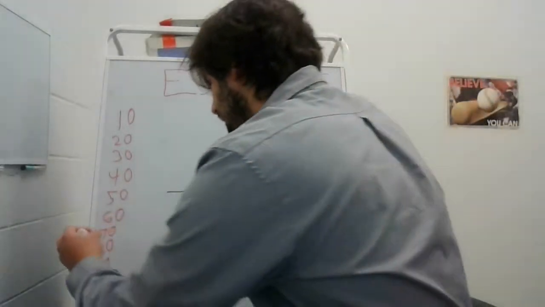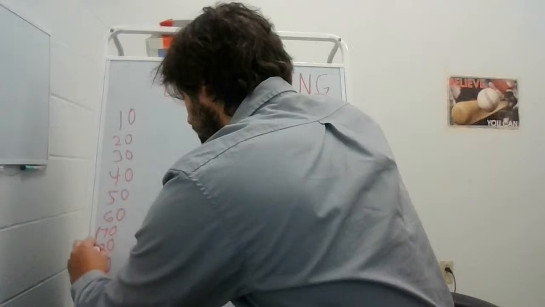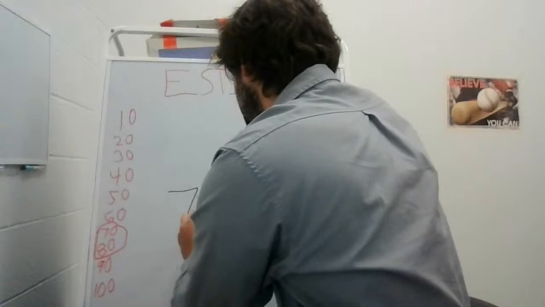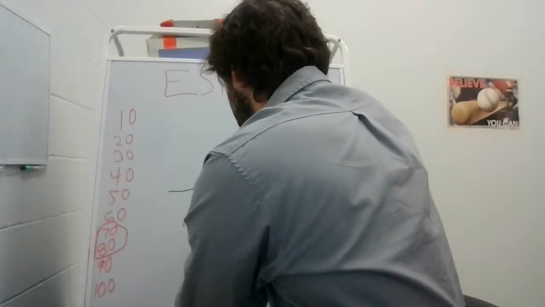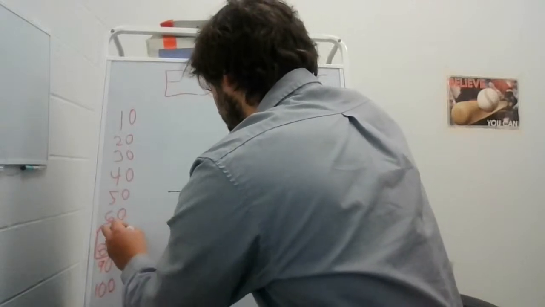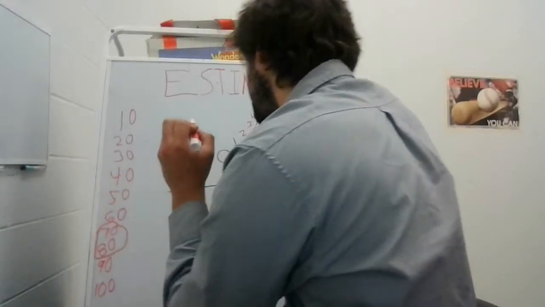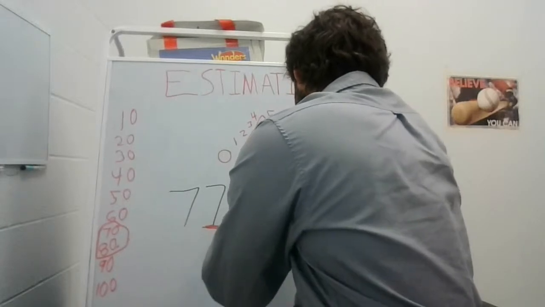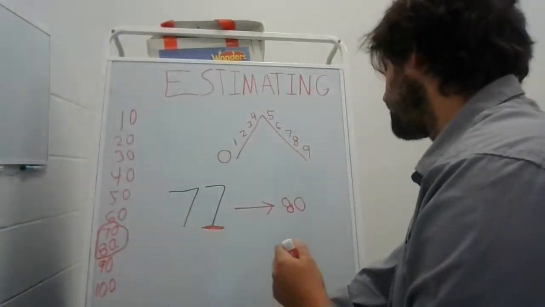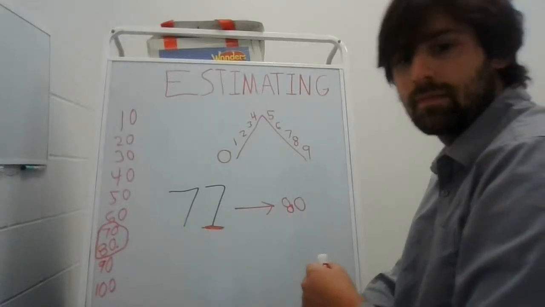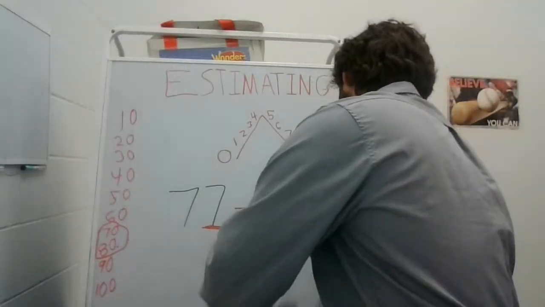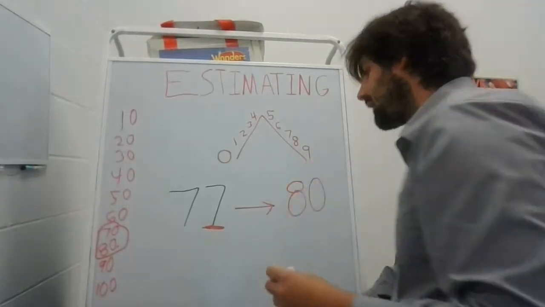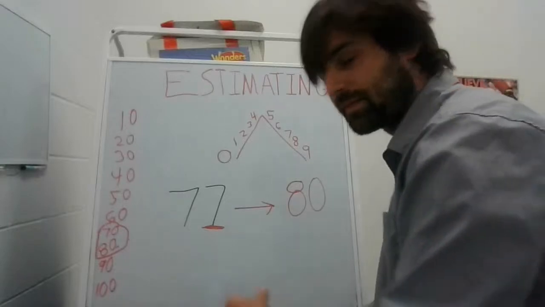So looking at 77, we're either rounding it up to 80 or down to 70. Now, since the digit in the ones place is more than 5, we're going to round it up. So 77 would get rounded up to 80. Let me make that a little bigger so y'all can see. So 77 will get rounded up to 80. Now I'm going to do another one.